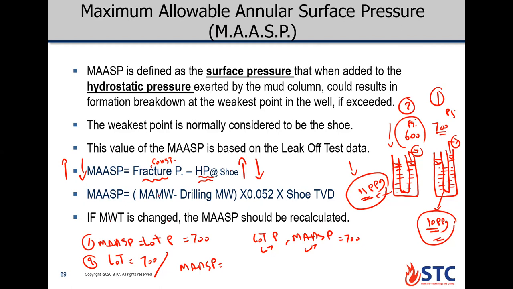Yes, you are right. But I mentioned while making the test, we have only one mud weight. We didn't make the test with many mud weights. For example, we may select 10 PPG, we may select 9, we may select 11. So now we have one mud weight, so we have one leak-off test pressure. But of course, as you mentioned, if the mud weight at the test is changed, we have a new value for leak-off test. So leak-off test pressure is dependent on the mud weight at the test.